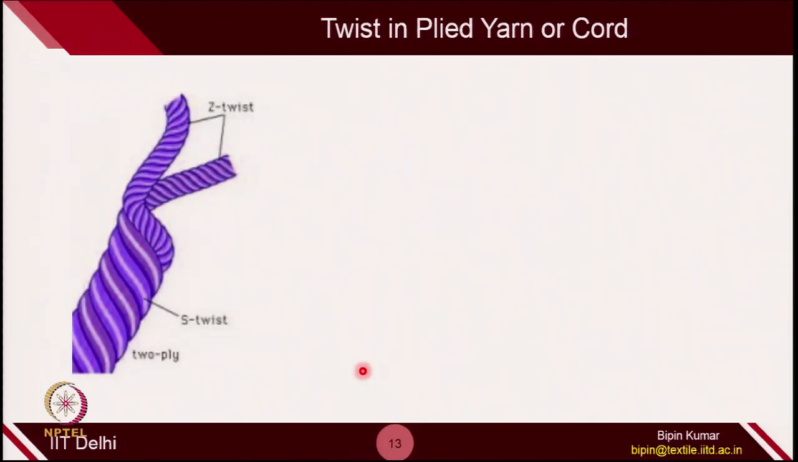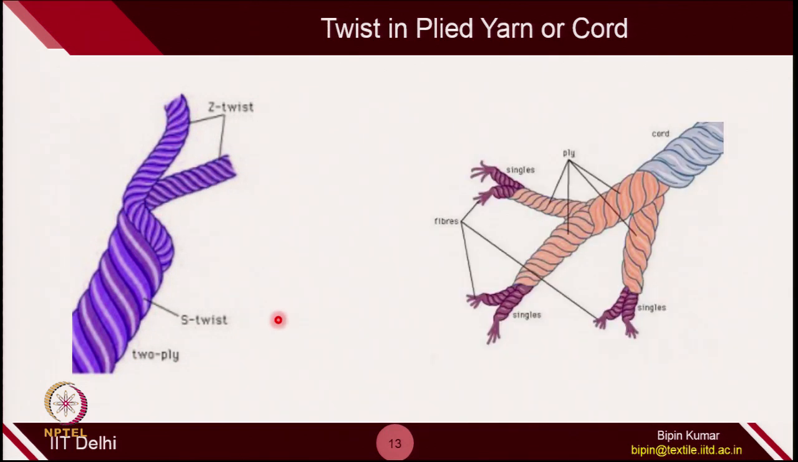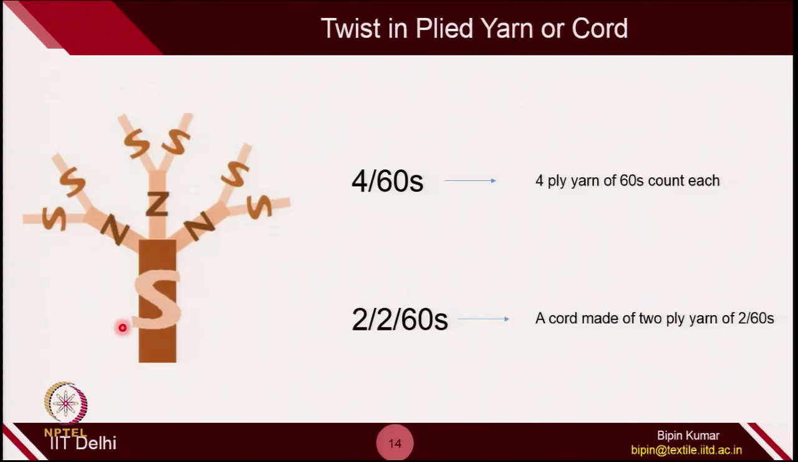Twist of plied yarn or cord yarn. You have seen the plied yarn where two or more yarns are twisted together. Sometimes it might be possible that you twist two plied yarns. You can see here this yarn itself is a plied yarn, and when you are twisting plied yarn to make cord, this is called twist in plied yarn. The twist which has to be imparted, the direction must be the opposite of the initial twist.